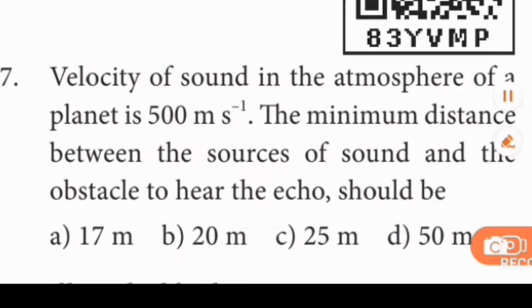Seventh question is, velocity of sound in the atmosphere of a planet is 500 meter second inverse. The minimum distance between the source of sound and the obstacle to hear the echo should be: 17 meter, 20 meter, 25 meter, 50 meter. The answer is C, 25 meter.